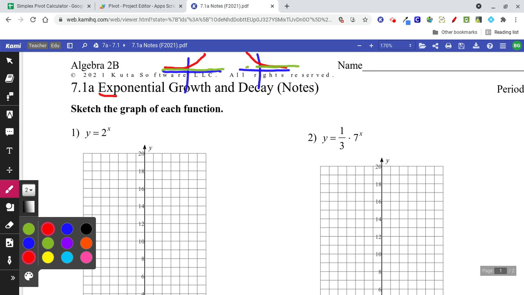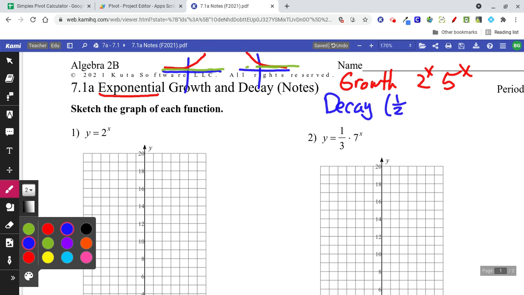Now, how you're going to recognize which one's which: when it says exponential growth, think about the term exponential. There's going to be an exponent on it. So growth is going to have like a 2 to the x power or a 5 to the x power or something like that. You can have a number raised to an exponent. Decay is kind of the same thing, except you're going to see probably a fraction. Specifically, you're looking at a number between 0 and 1.